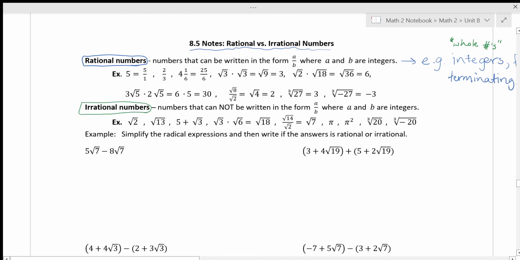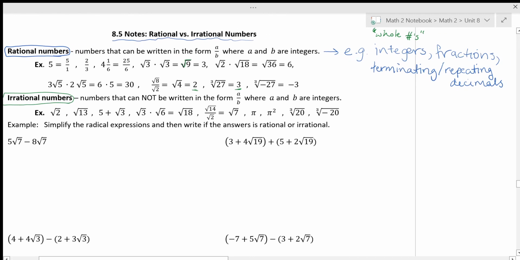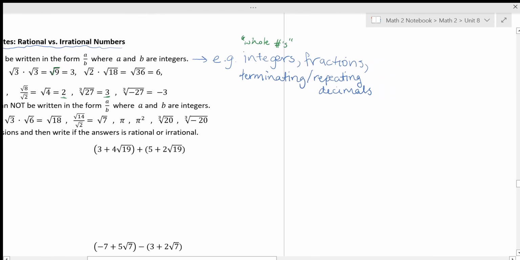Irrational numbers are any numbers that cannot be written in the form a over b, where a and b are integers. All that to say, here's a bunch of examples of irrational numbers. What you'll notice in the rational numbers, right, we've got some radicals like the square root of 9 or the square root of 4 or the cube root of 27 that all simplify to be whole numbers. In our irrational numbers, we have the square root of 2, square root of 13, square root of 18. We have radicals that cannot simplify to be whole numbers. We also have pi. Pi is irrational because pi is a non-terminating, non-repeating decimal.